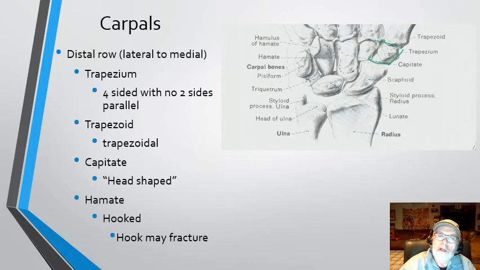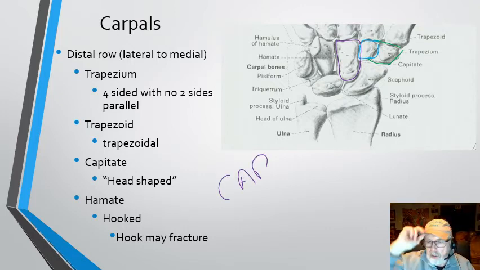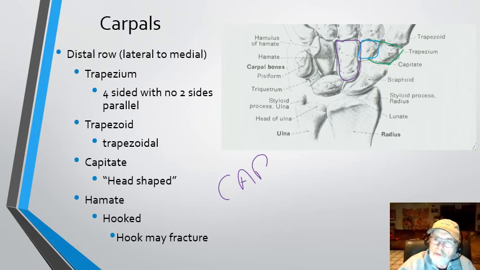Trapezium right here, two sides, no two sides parallel, and then we have the trapezoid, right here. Not very exciting. The third bone is a little bit exciting, and that's this bone right here, called the capitate. Cap sits where? On your head. Well, guess what? This bone has a head right here. This area is the head of the capitate. It's the largest of the carpal bones.